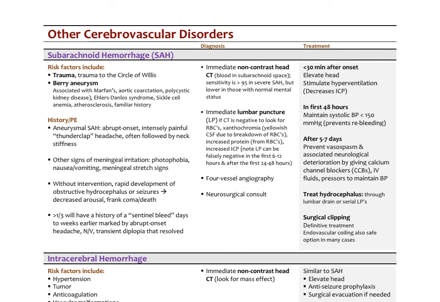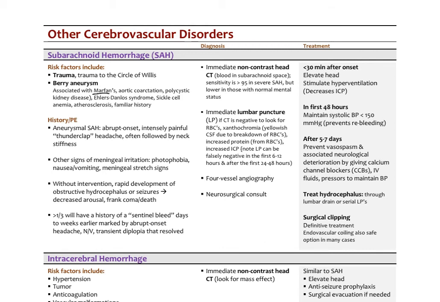Okay, let's look at a few other cerebral vascular disorders that are important to know about. The first one here is subarachnoid hemorrhage. This usually results from either trauma to the circle of Willis or what's called a berry aneurysm. This is a congenital aneurysm, a bulging weakness in the blood vessel wall, usually around the circle of Willis. And this might be associated with Marfan syndrome, which is a connective tissue disorder.